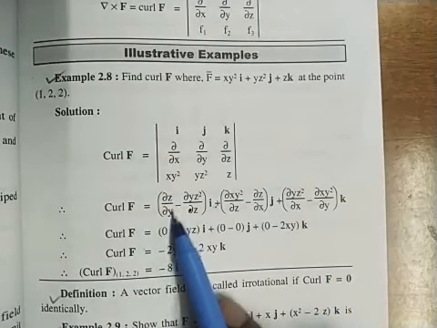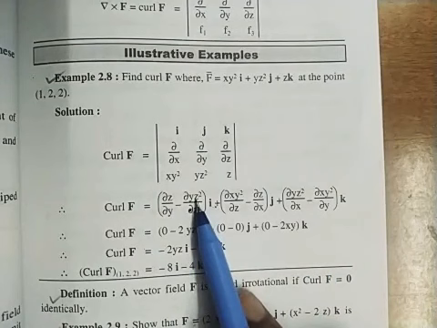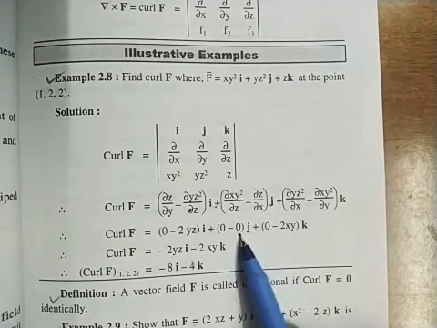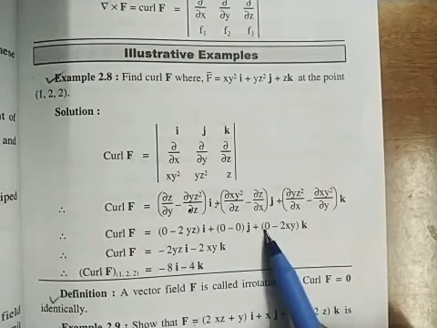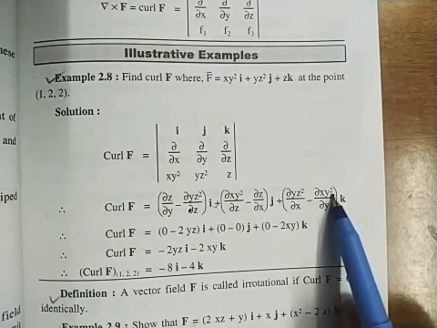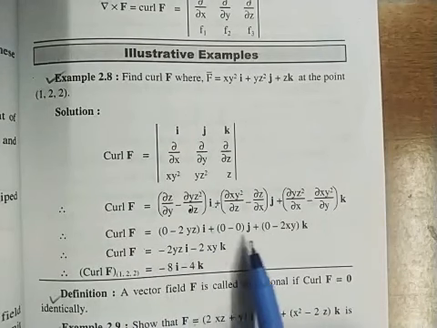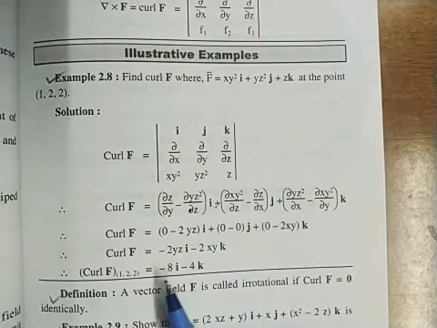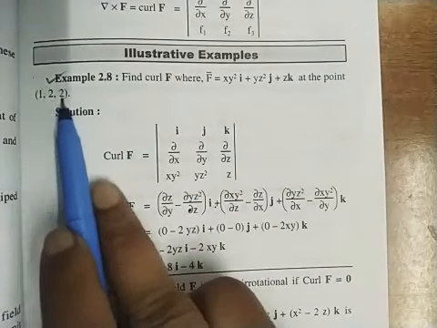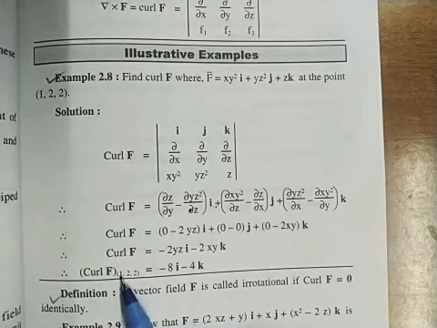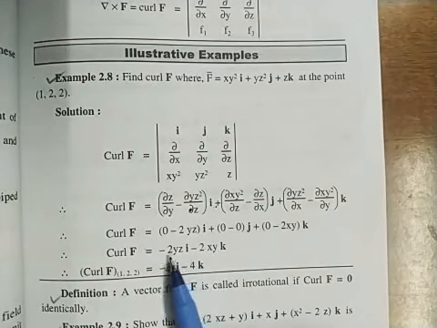Now let us solve it. What is dabba dabba y of z? 0. Dabba dabba z of yz square is 2yz. Dabba dabba z of xy square is 0. Dabba dabba x of z is 0. Dabba dabba x of yz square is 0. Dabba dabba y of xy square is 2xy. So finally we get minus 2yz i minus 2xy k. And at which point do we want curl of f? At the point 1, 2, 2. So curl of f at 1, 2, 2 means we substitute 1 for x, 2 for y, 2 for z, then we get this answer.